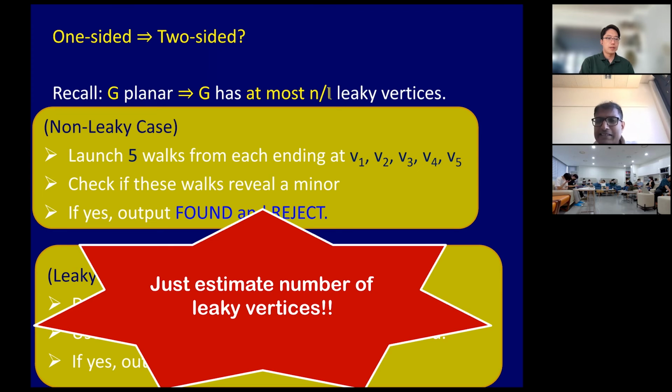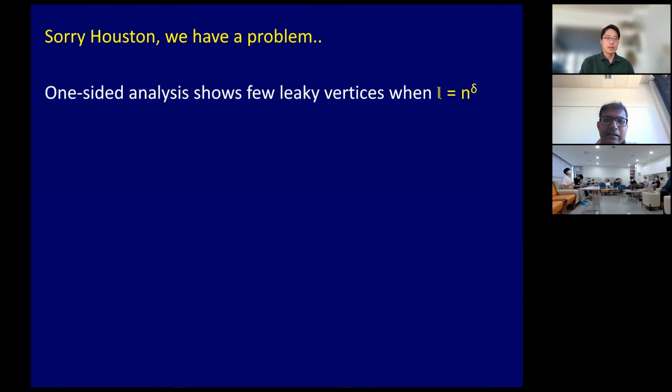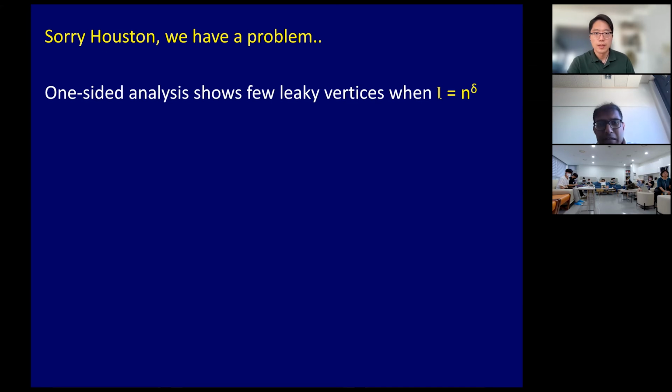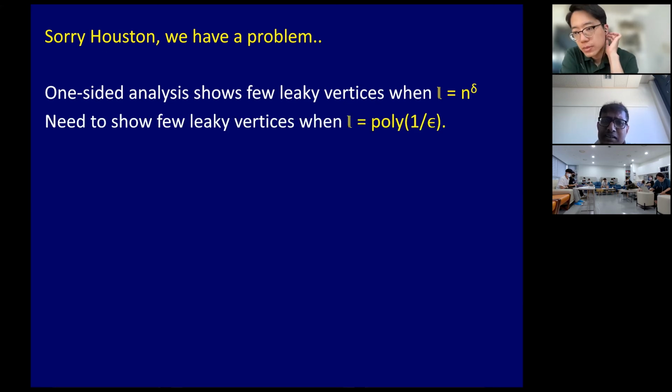Unfortunately, that's not quite enough, because there is this annoying problem that our analysis could show that you have very few leaky vertices only when the walk length was kind of large, when the walk length was n to the 0.01. But this time around, I am allowed a query budget of mere poly in 1 over epsilon, no dependence on n. So I have to show that you have very few leaky vertices when the walk length is super small. Turns out you can still do this.